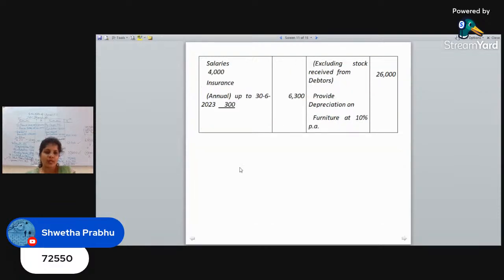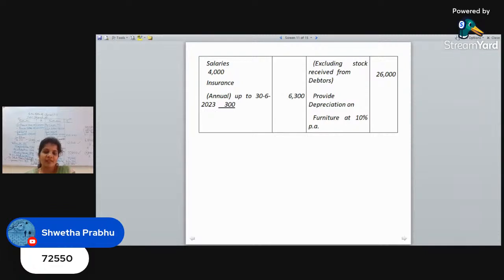Next item is insurance. Insurance is also to be taken under insurance; they have paid 300 rupees. In the debit side, you can take this 300 rupees of insurance as to bank account. But there is one adjustment for this. What adjustment do we have to make? Insurance is paid up to June 2023, but for which period are we recording this branch account?